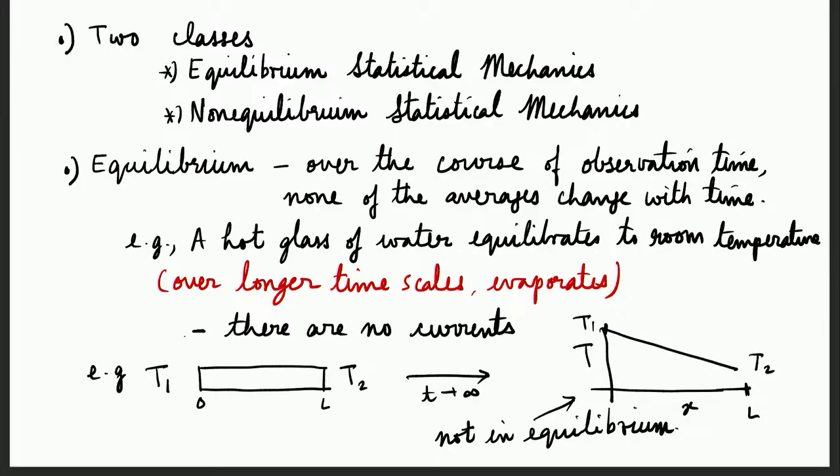But even though it does not change with time, there is some heat being supplied from here and being taken out here. So there is a heat current in the system. So this we will not call equilibrium. We will call problems of equilibrium ones in which things don't change with time and there are no currents in the problem. Okay, that's a technical thing, but that's important. So this will be our definition of equilibrium.